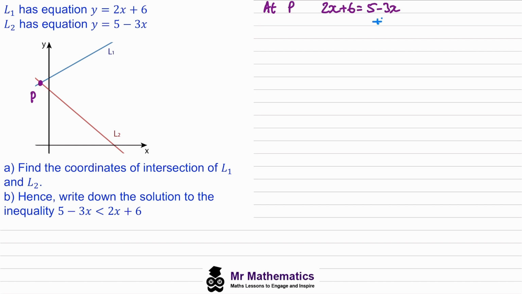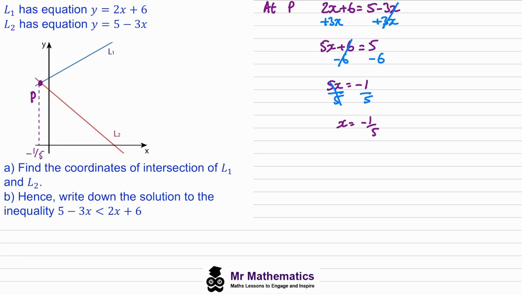If we add 3x to both sides, then these two will cancel. So we've got 5x plus 6 will equal 5. Then we can take away the 6 from both sides. These two will cancel, so we've got 5x will equal -1. Then we can divide both sides by 5. These will cancel, so we're left with x will equal -1/5. That's the x value at point P. We can show this on the axis as -1/5.